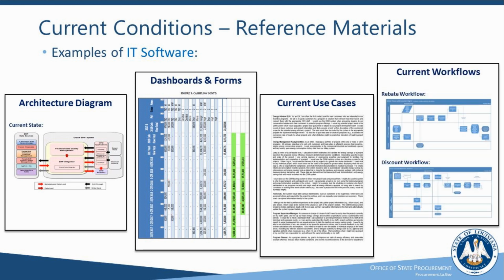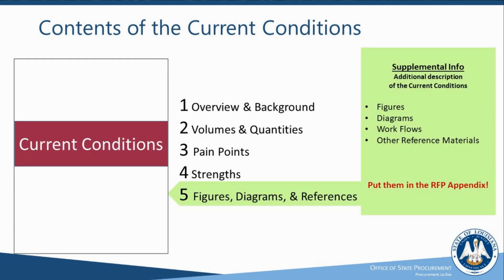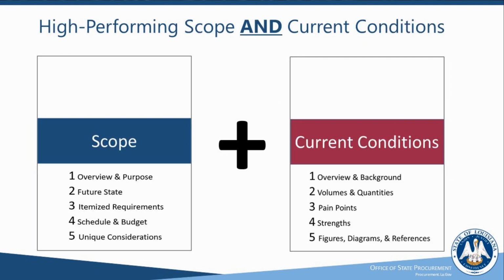So this is a good spot to put those towards the appendix of the RFP. Don't bog down the scope of work with all of that reference materials. Make an appendix, an attachment, a schedule, an exhibit, whatever terminology is needed, in reference to that from your current conditions section. So in summary, that high-performing scope goes in combination with our current conditions.